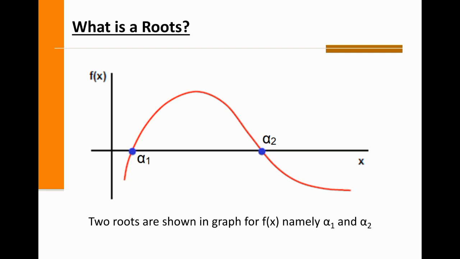I have given one graphical presentation of what a root is. You can see that the red line indicates the function and these blue dots represent the roots, right? So the root is clear: the point at which the value of the function is 0 is known to be the root.